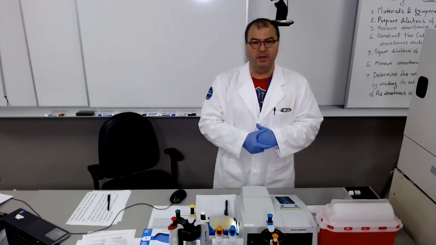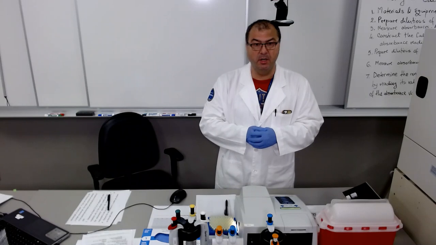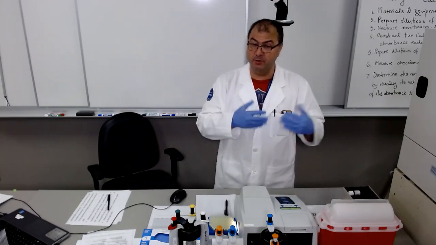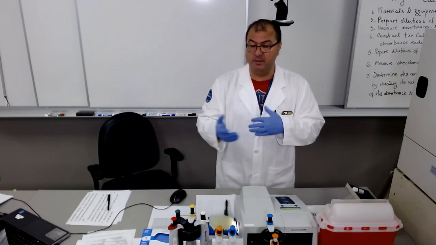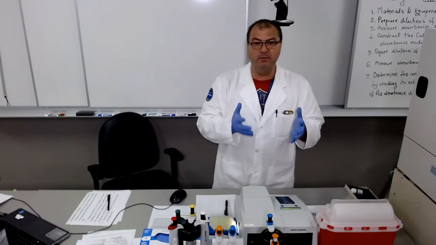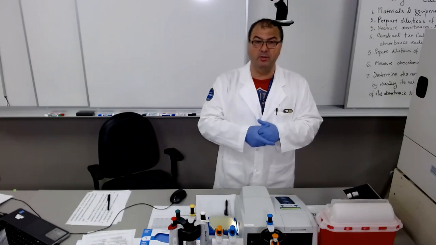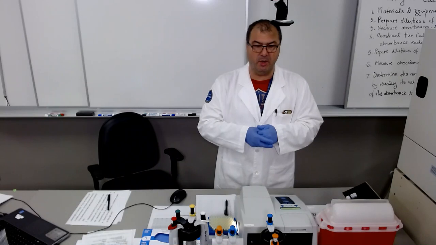Hi, I'm Costel. In this video I'll show you how I perform a procedure used to determine the absorption spectrum for an analyte. We know that all colored compounds absorb certain wavelengths of ultraviolet and visible light and transmit other wavelengths. This pattern of light absorption over a range of wavelengths is called an absorption spectrum. Each molecule has a characteristic absorption spectrum that depends upon its structure.